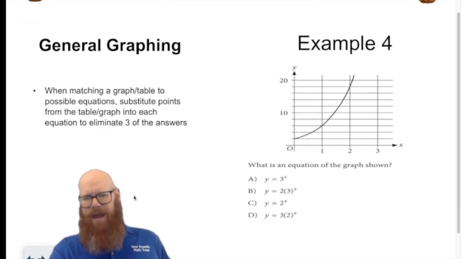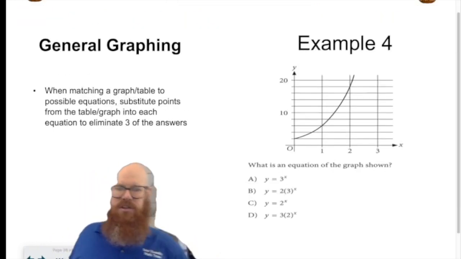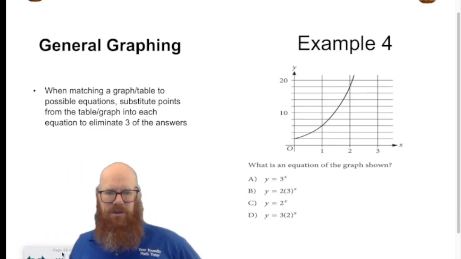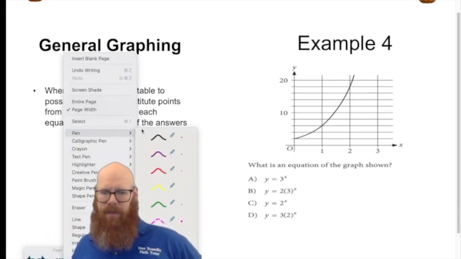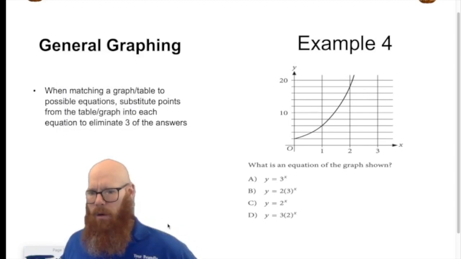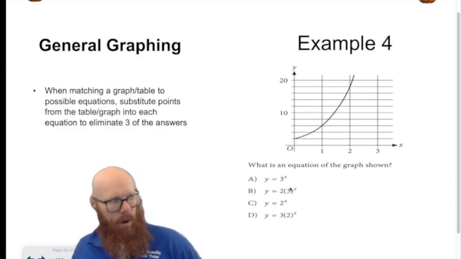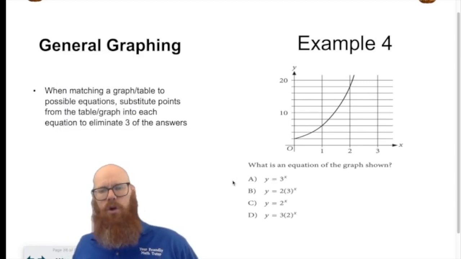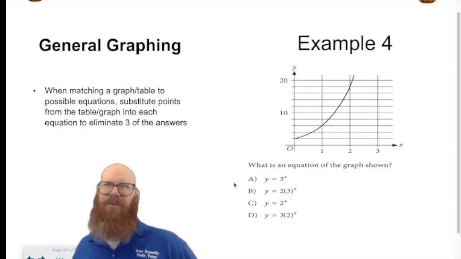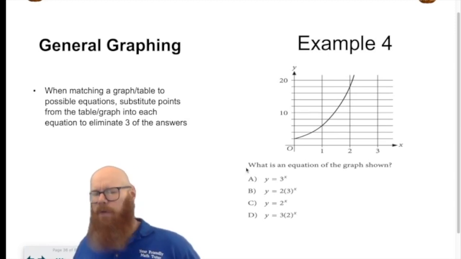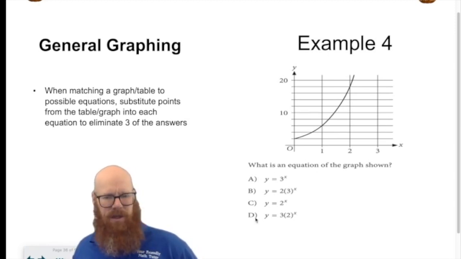So let's look at another tip that has to do with graphs in general. When matching a graph or table to possible equations, substitute points from the table into the equation to eliminate 3 of the answers. So here we go. Here we got a problem where one way you could look at this is if you know your function types. So this curves like an exponential. It's not quadratic and it's not linear. But unfortunately, all of our answers are exponential, so that doesn't help eliminate any answers. So then what I would do is test out some points.